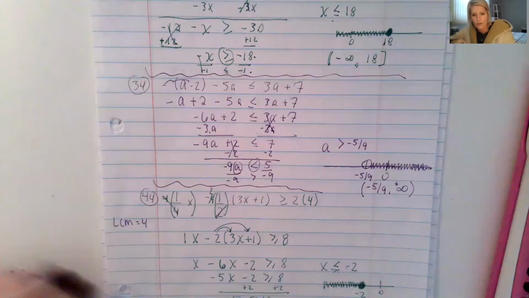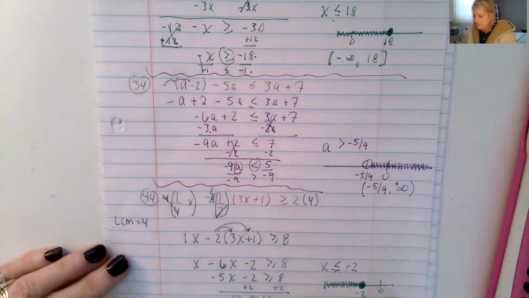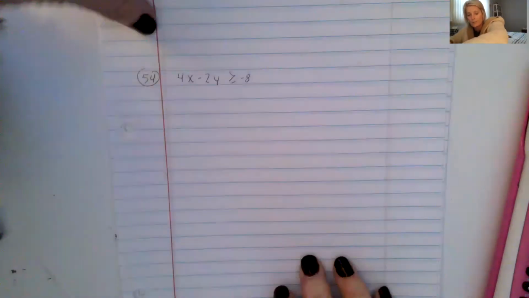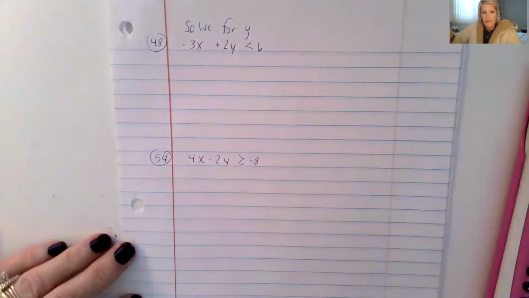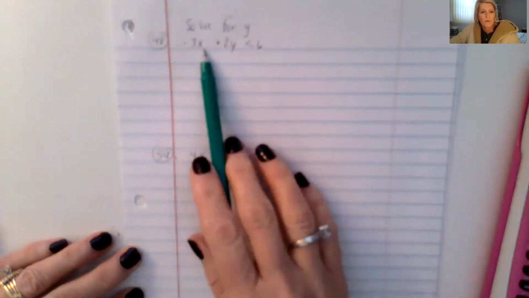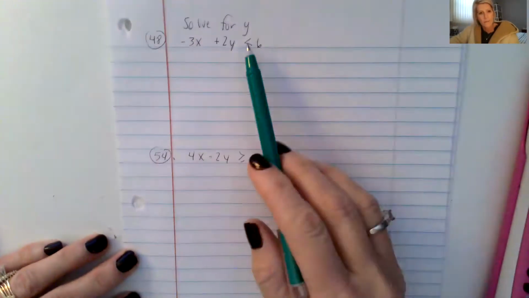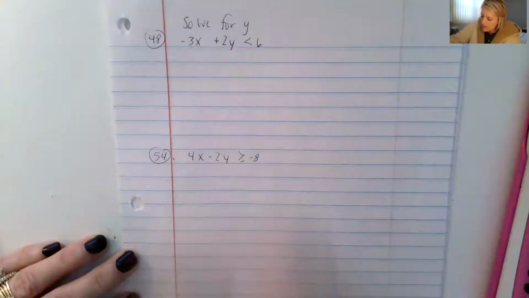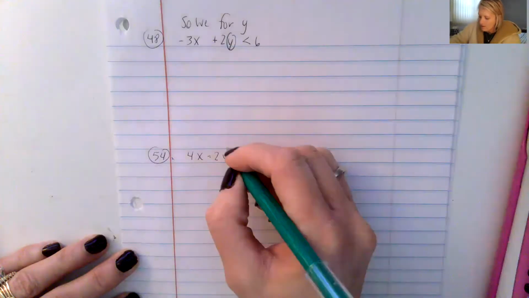These two definitely entailed a little bit more work. 2 more problems for practice here. We're going to practice doing inequalities with 2 variables. So 48 and 54 are the 2 that we're going to do. And they're both equations in 2 variables, and we're solving for y. So I'm just going to circle y here, and y here.